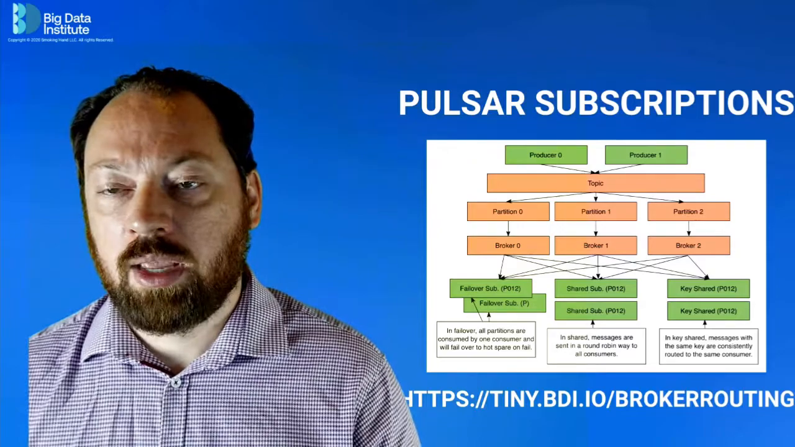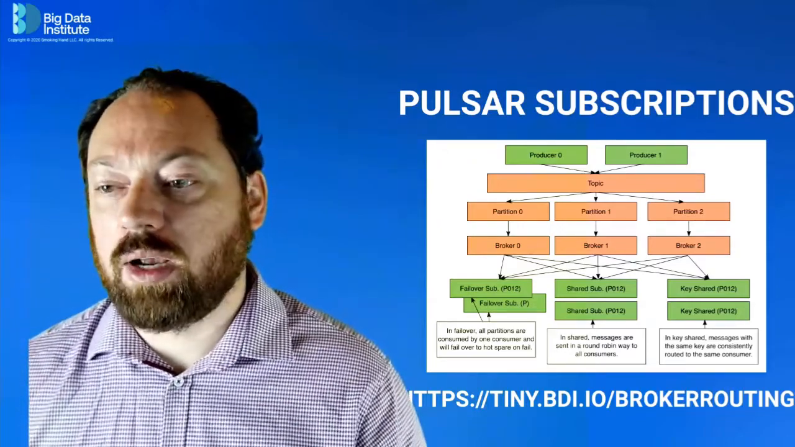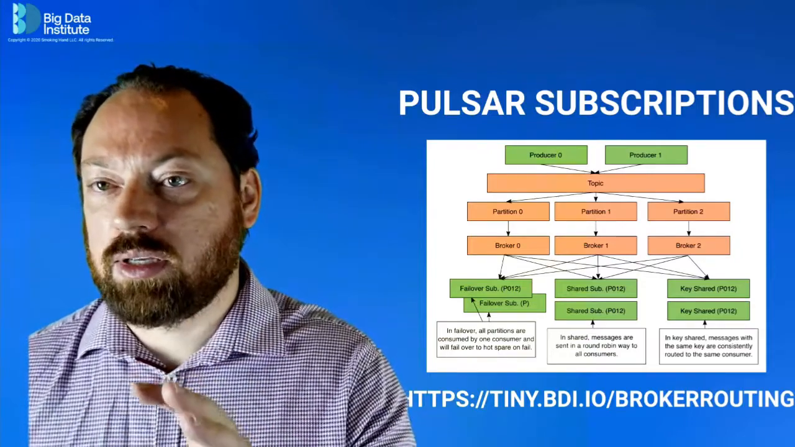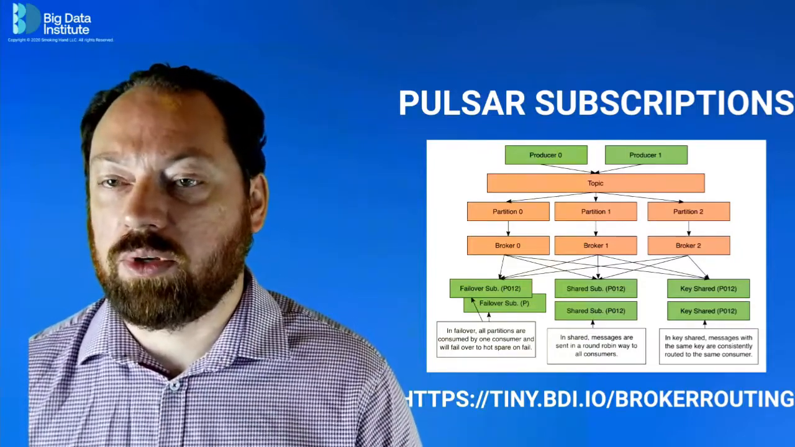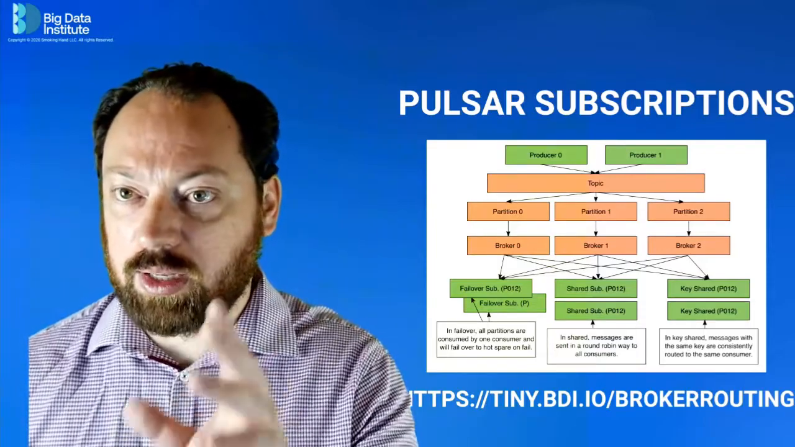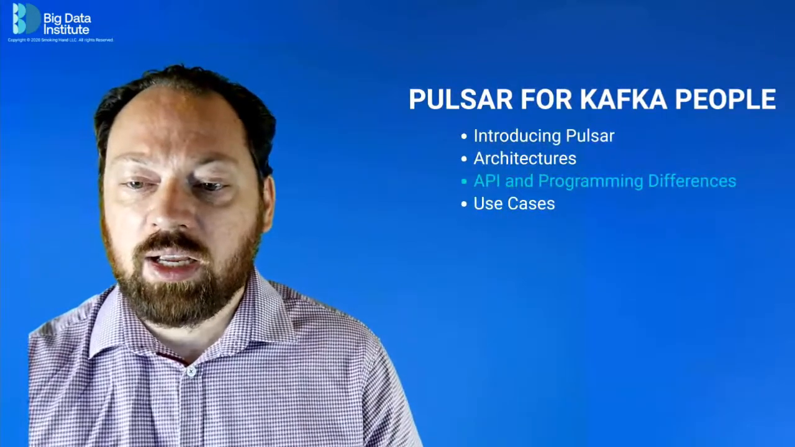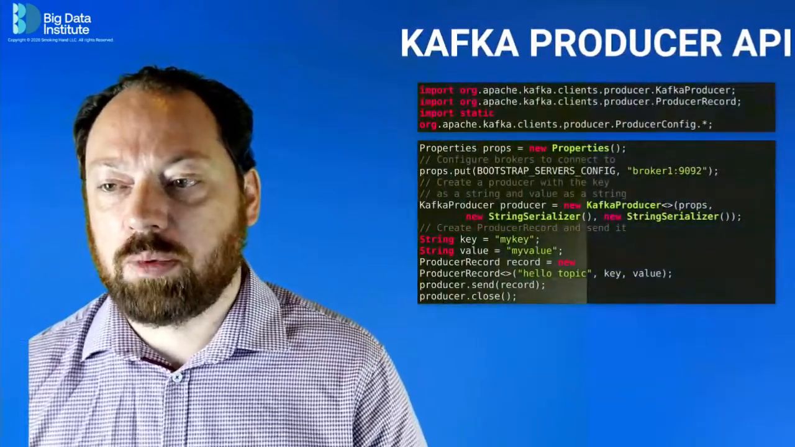You can see that there's a minified URL there at the bottom, tiny.bdi.io/broker routing. This is a minified URL that's going to take you to a video I did that goes even deeper into this and what the manifestations are for use cases. But suffice it to say, I'd really encourage you, if you're looking at this and this sounds interesting, go deeper in that video. Now let's talk about our API and our programming side of things.